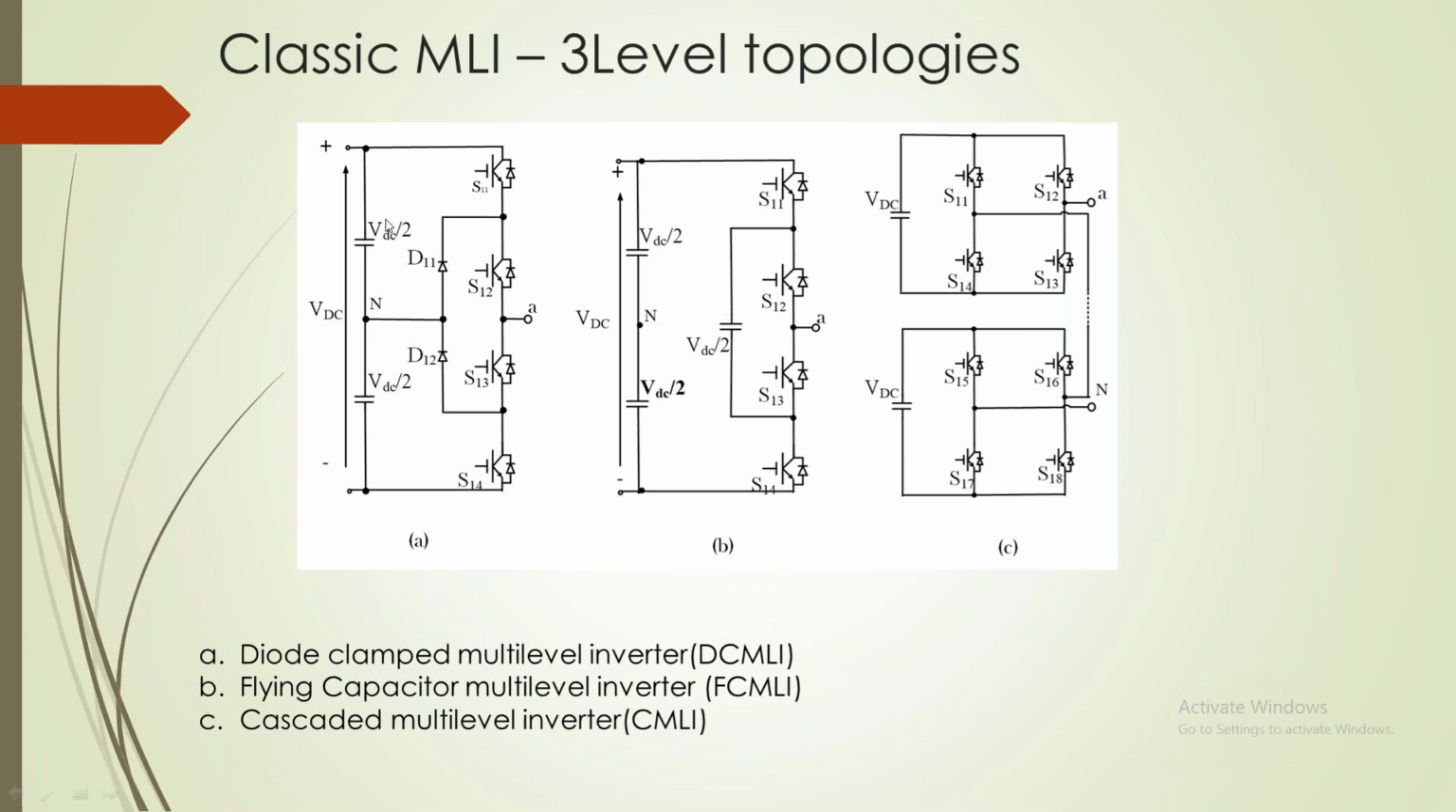Is it acceptable if one capacitor shares more voltage and the other capacitor shares less voltage? Then there will definitely be unequal steps formed. If unequal steps are formed, the output itself will get distorted. And of course, the second effect is that the switches are going to bear different voltage stress. But the major effect is that the output itself is getting distorted. So we have to ensure that these capacitors always have the same voltages across them.